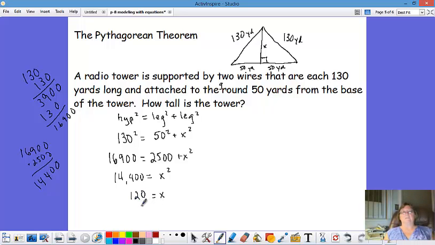If we did 120 times 120, that'd be 12 times 12, 144 with 2 zeros. I believe that our tower is 120 yards tall. Big smiley. You solve those word problems.